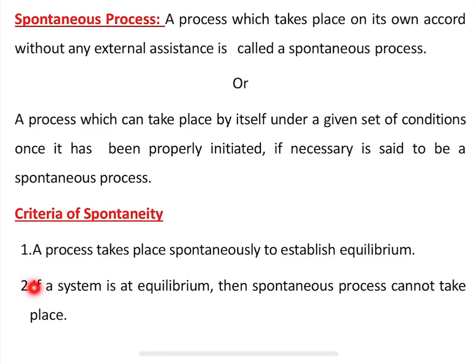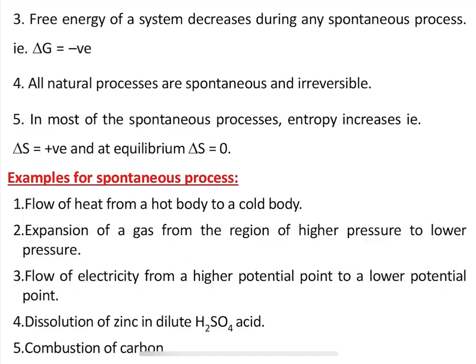And the second is, if a system is at equilibrium, then a spontaneous process cannot take place. So this is the vice versa of the first sentence that I said. If the system is already in equilibrium, there we will not see any spontaneous reactions or processes taking place. Okay, so if the system is at equilibrium, no spontaneous process is going to take place.